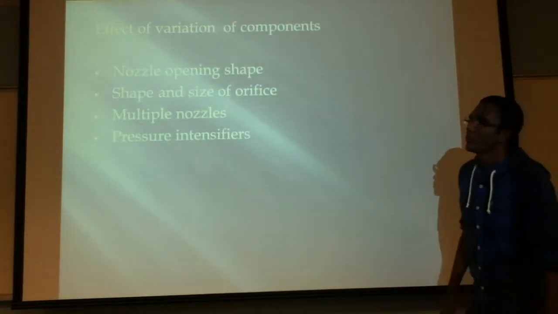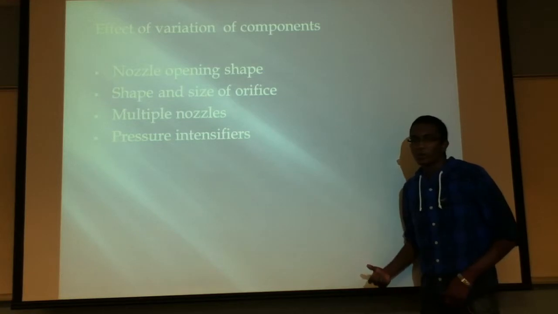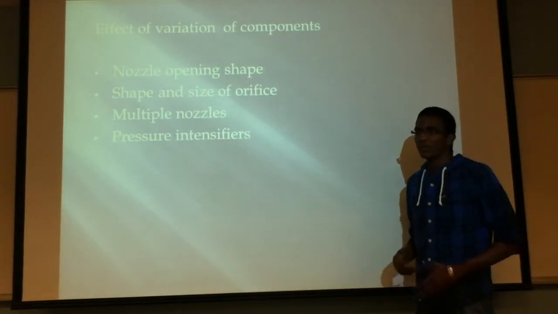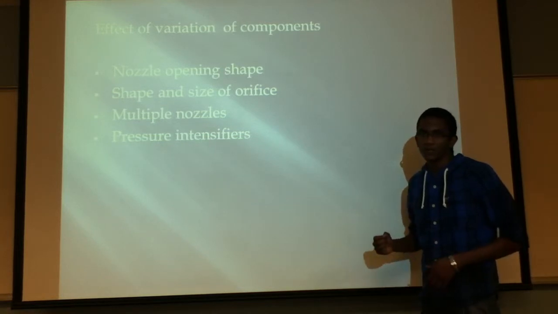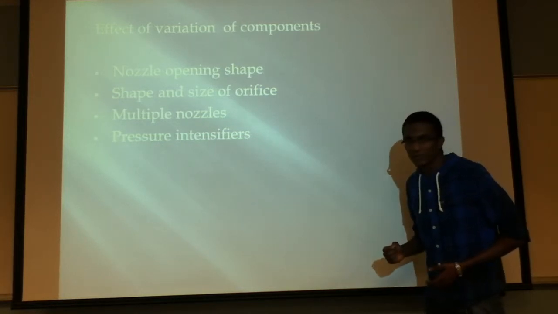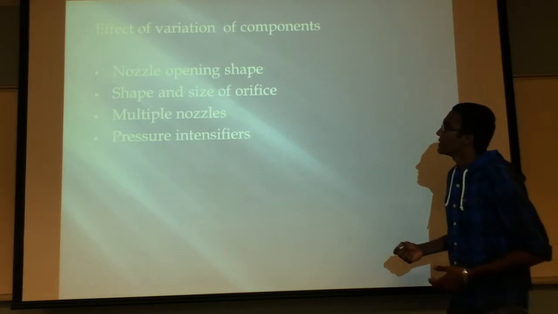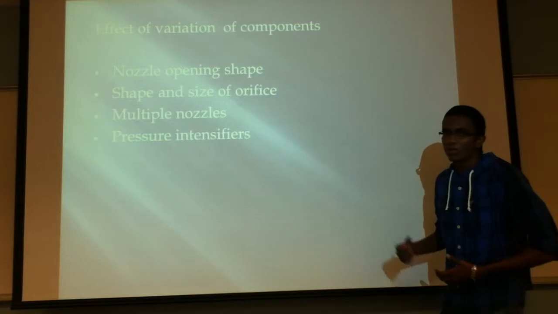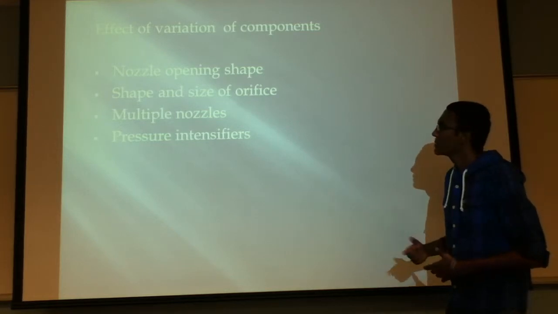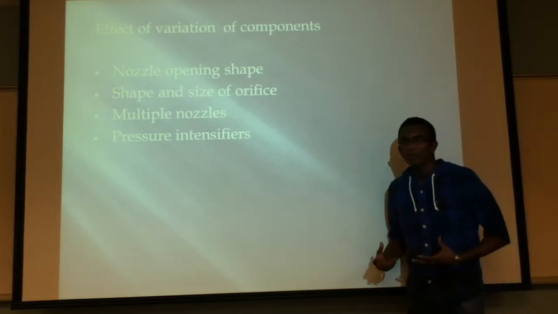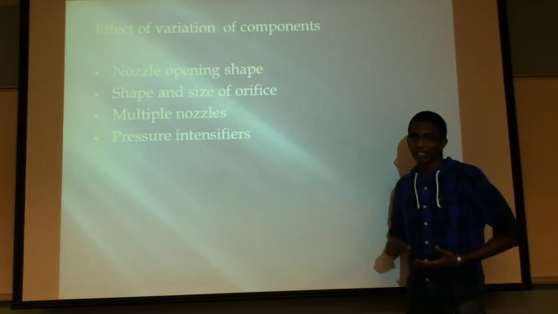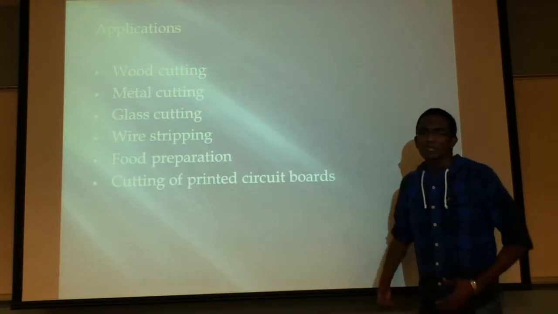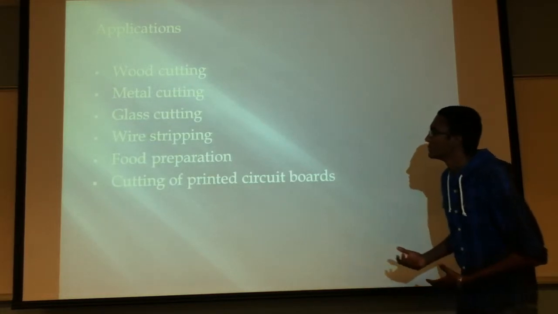Effect of variation of components. If we vary the different component properties, what will be the effect? The nozzle opening shape, for example: if we vary the nozzle opening shape, the pressure of the liquid impacting the surface varies. Shape and size of the orifice: if we change the shape and size of the orifice, the mixing properties of the abrasive with the fluid change. Multiple nozzles: if we use multiple nozzles, the pressure that is exerted on each nozzle reduces, increasing the life of the nozzles. Pressure intensifiers are basically to increase the overall pressure of the system.